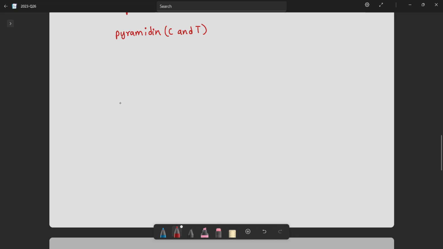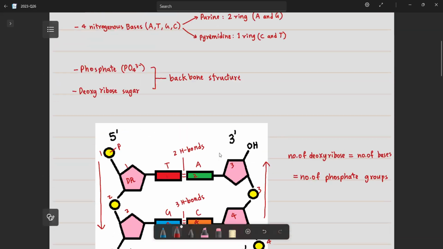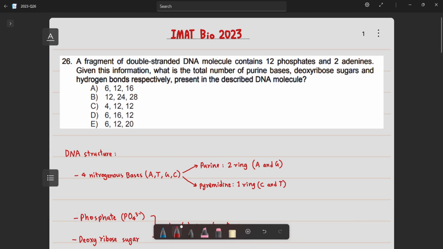Now we can finalize from our working. We have a total of six purines, 12 deoxyribose sugars, and 16 hydrogen bonds. So this is the number of these components of the DNA molecule. Hence the correct option is option A. That's how we solve this question.